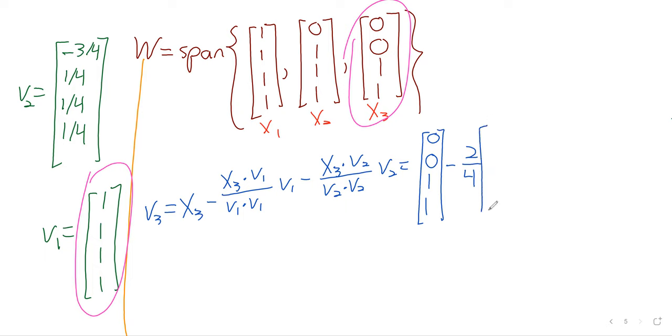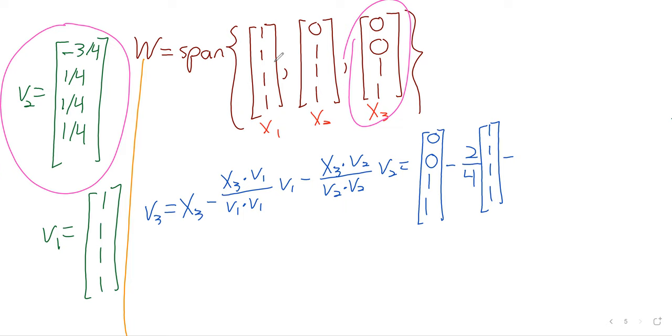So, and v1 is this. And here's where things are going to take a turn for the worse. x3 dot v2. I guess that's not really so bad. That should be 1/2. v2 dot v2. We are now beyond my ability to just quickly do this in my head.